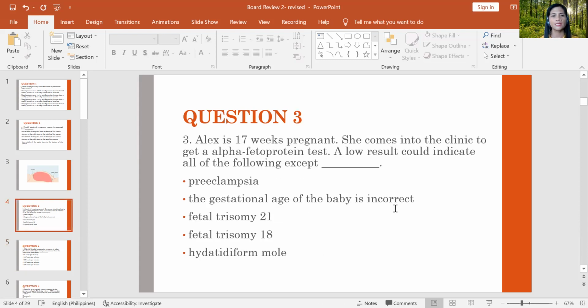Okay, so what is the answer? So the correct answer for this is what? It is preeclampsia. So what is the explanation for this?